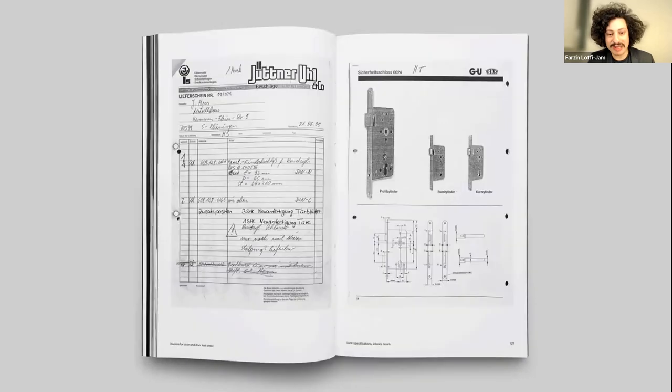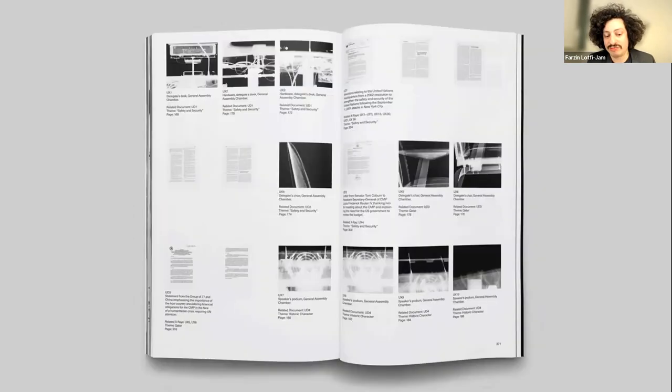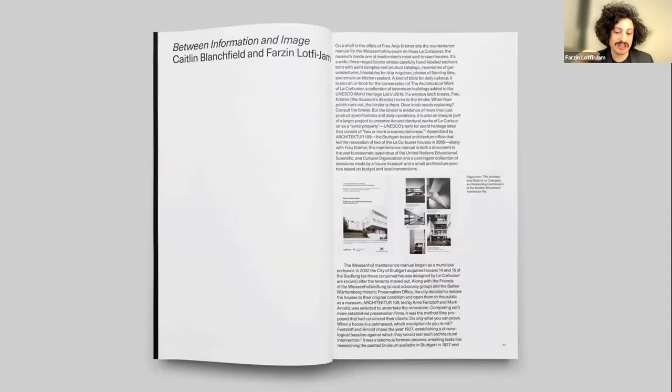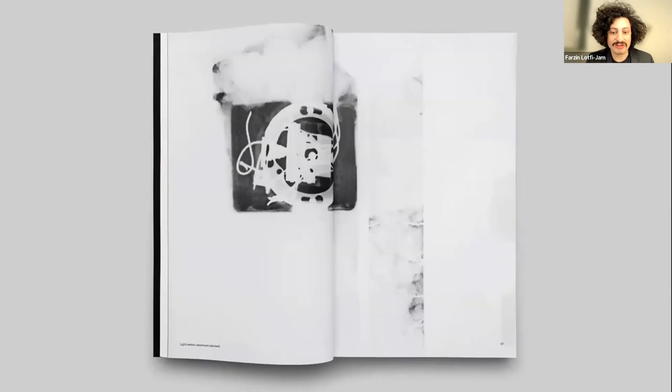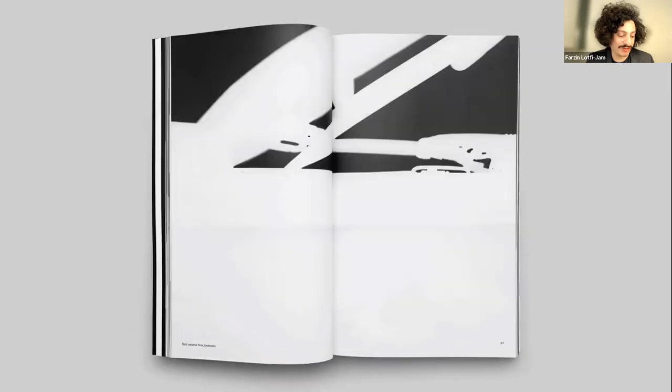And we paired this with documents from a maintenance manual that was used to preserve and manage the building, as well as documents from the UN archive that chronicled the capital renovations.